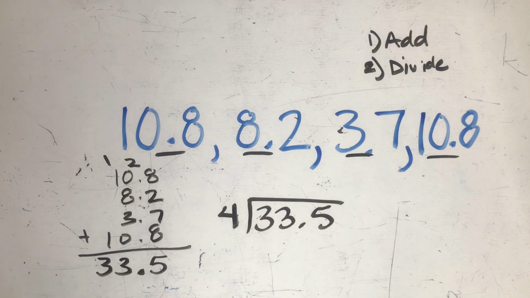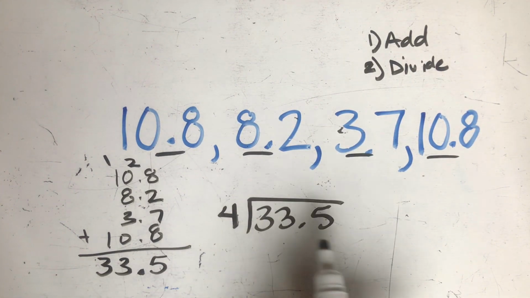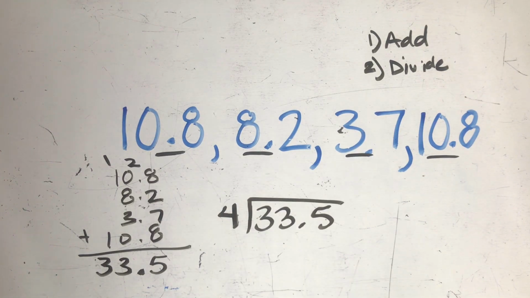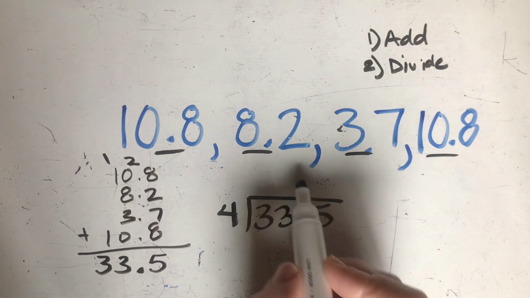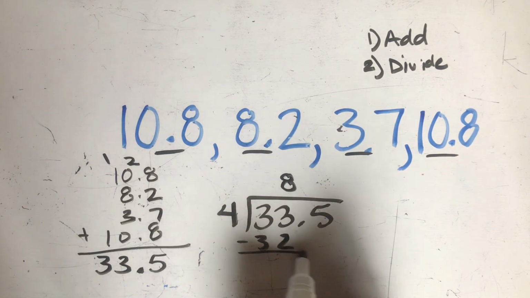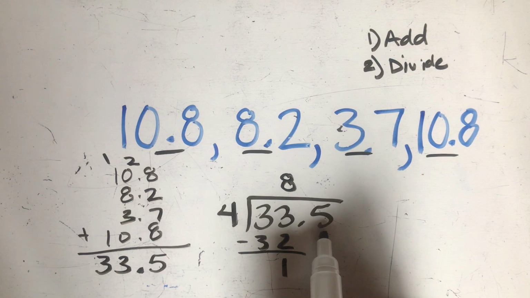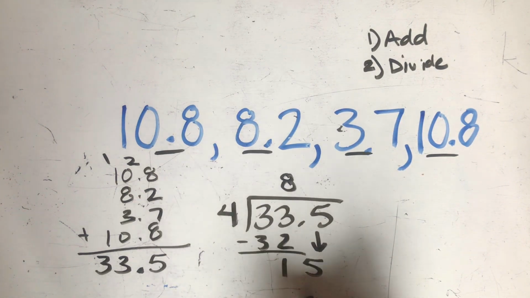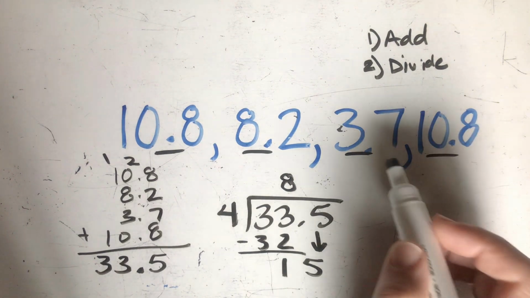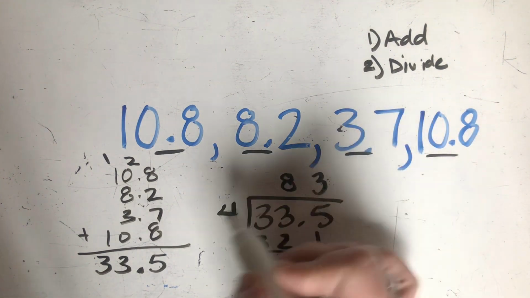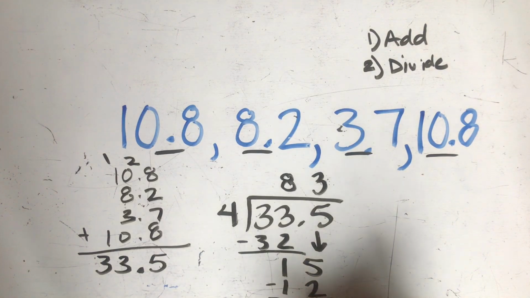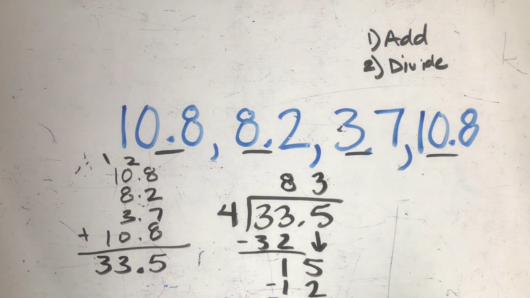Now remember how to do long division. First we go number by number. 4 does not go into 3. 4 is bigger than 3. 4 goes into 33 though, 8 times. 8 times 4 is 32. I subtract, I get 1. I'm going to ignore the decimal right now. 4 goes into 15. How many times? 4 goes into 15 3 times, because 3 times 4 is 12. And when I subtract, I get a number that's less than 4, so I know that's good.